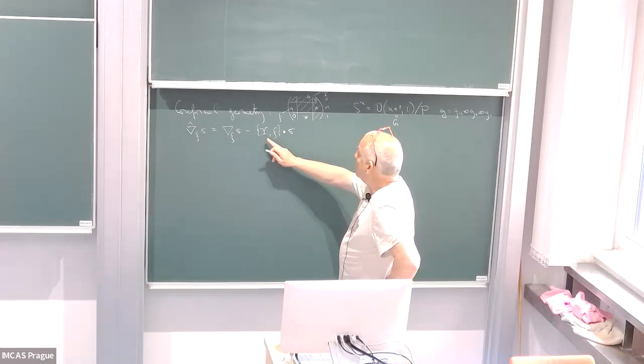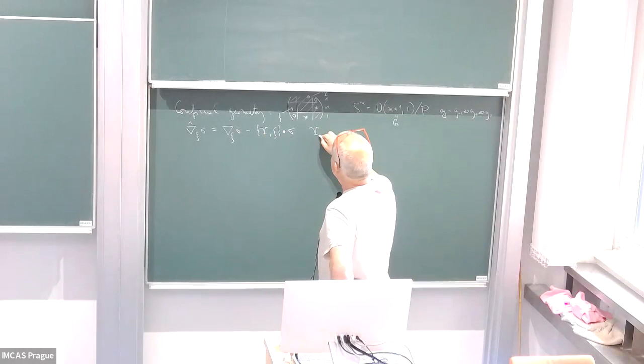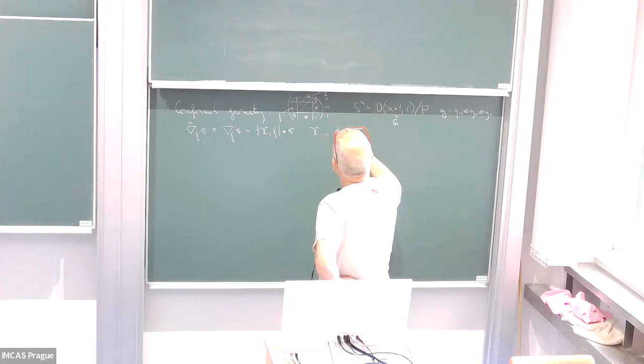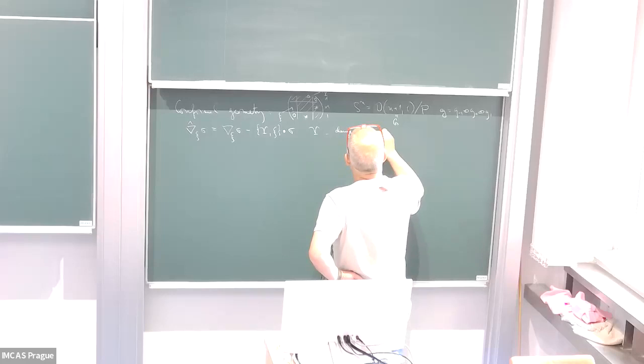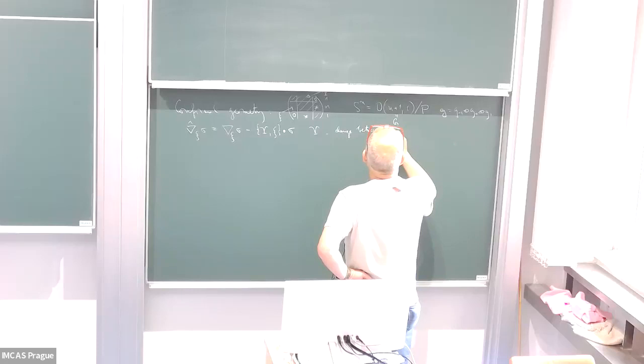And I didn't say why epsilon. Epsilon is simply the change between the matrix, right? The choices, change between the choices.